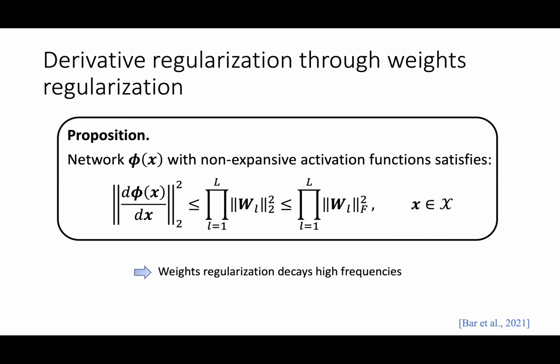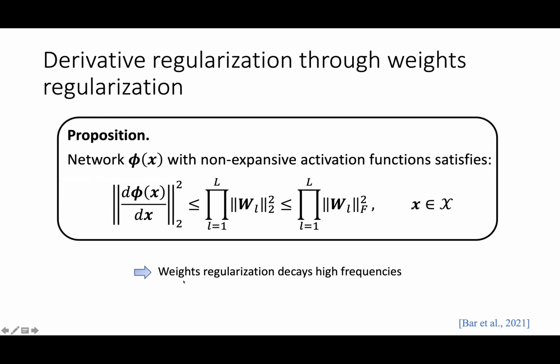So the question is whether we can upper bound the Jacobian. In Sokolić et al., we bounded the Jacobian and have shown that it is smaller or equal to the product of the spectral norms of the weights of the network, and this is bounded by the Frobenius norm of the weights.